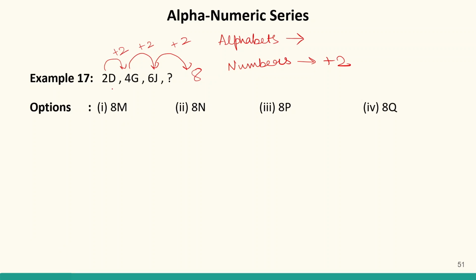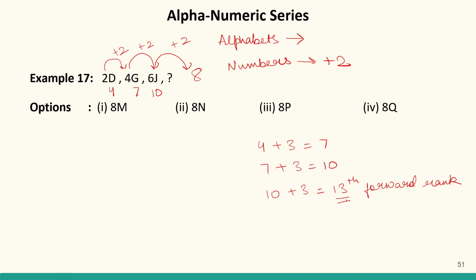If we look at the alphabets, D is at the 4th position, G is at the 7th position, and J is at the 10th position. So I can see there's an increment of 3. 4 plus 3 gives the 7th rank, 7 plus 3 gives the 10th rank, and 10 plus 3 gives the 13th rank. The 13th rank is M, right? So in alphabets we see an increment of 3. Two different logics are being followed: over here we have plus 3 and over here we have plus 2. So the next term will be 8M. This is your answer, which is option 1.